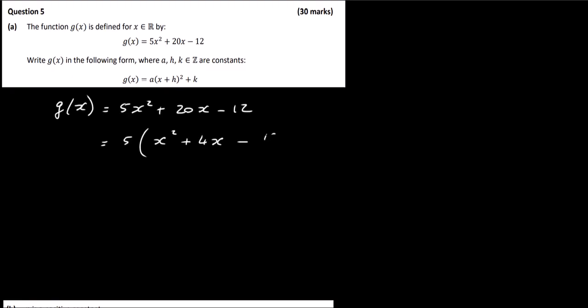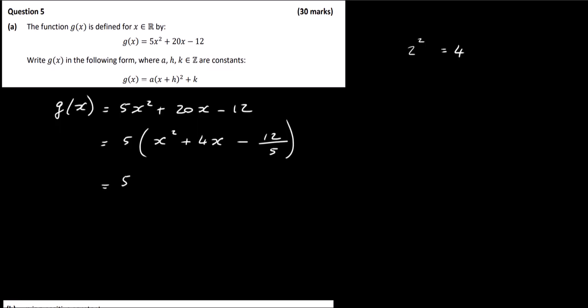So we have g of x is equal to 5x squared plus 20x minus 12. So the first thing we've got to do is factorize out the 5. So you have an x squared here, we'll have a 4x here, and then minus 12 over 5 here. Now what we do is we take the coefficient of the x, we half it, which is 2, and then square it, which is 4.